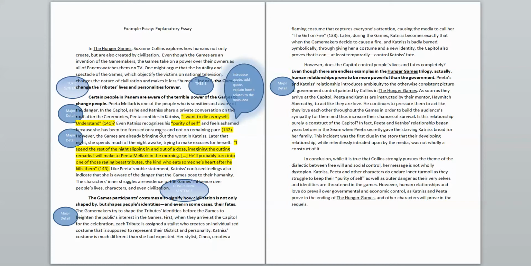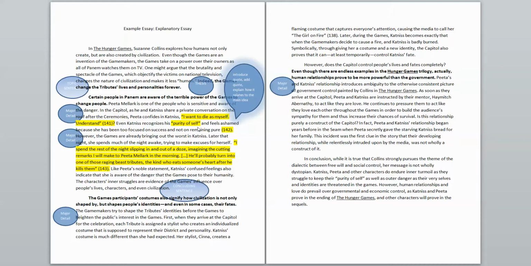So let's look again at how I do this in the first body paragraph. Here's my example. It's a quotation. Notice that I've put a page number in parentheses. This is really important. I introduce the quotation here. And here I explain how the quotation relates to the main idea. It's very important to always follow these steps. Without these steps, my quotation is pretty much useless and looks like I really don't understand it.